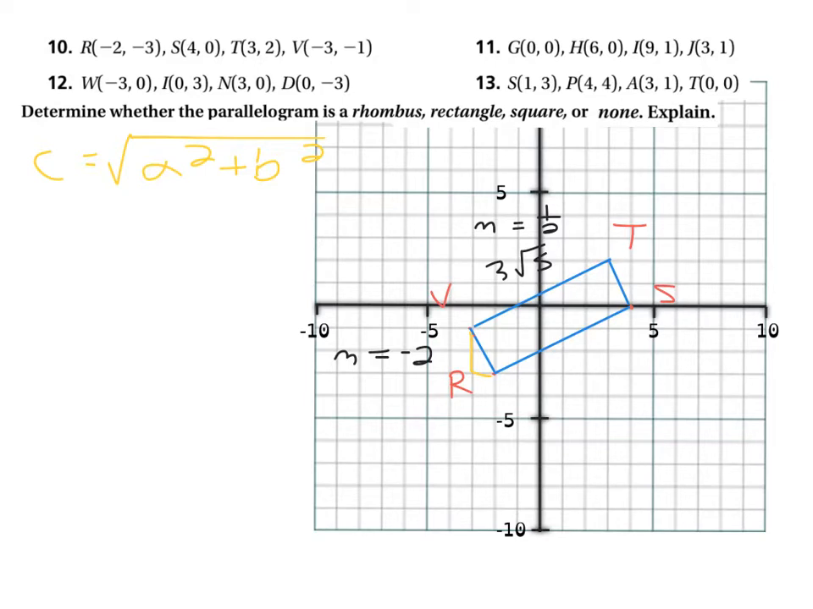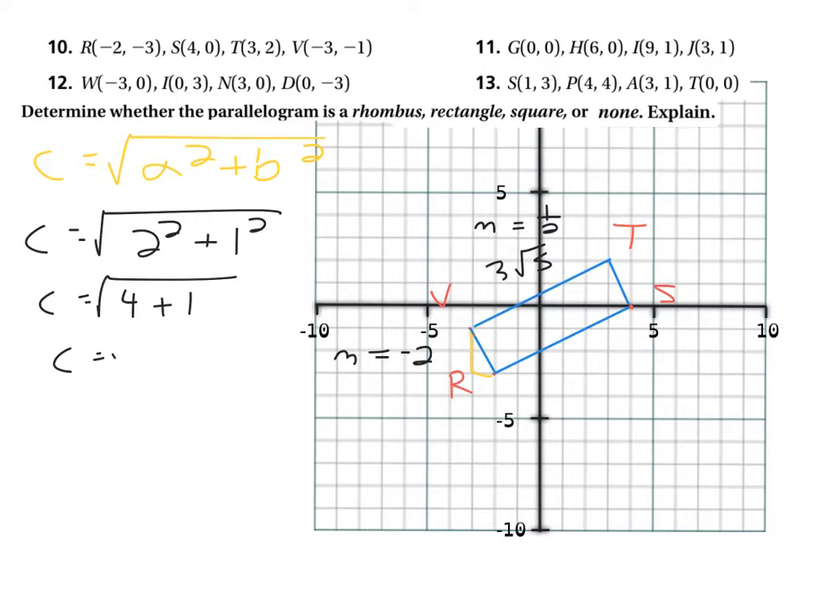And what's the length of it? Well, over here, let's fill this value in. C is going to be equal to the square root of, one side has a length of 2, one side has a length of 1. So we can then say 2 squared plus 1 squared. And C equals the square root of 4 plus 1, or C equals root 5. So that's got a length of root 5.